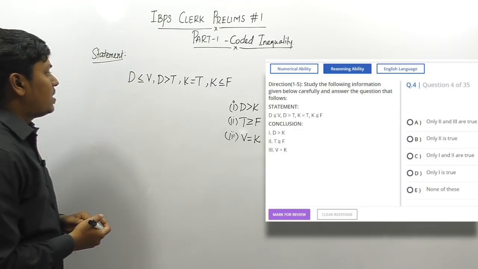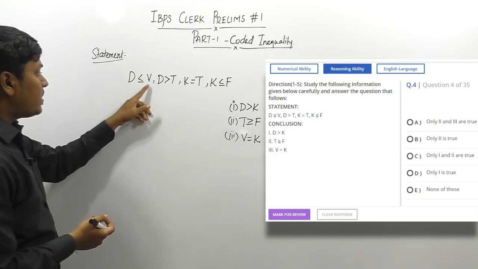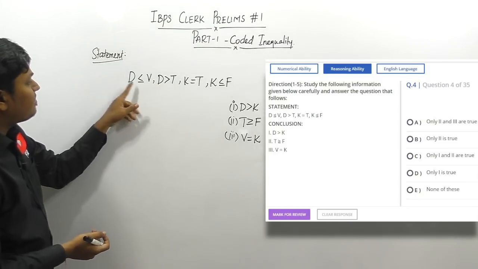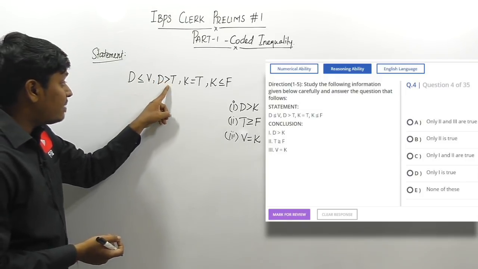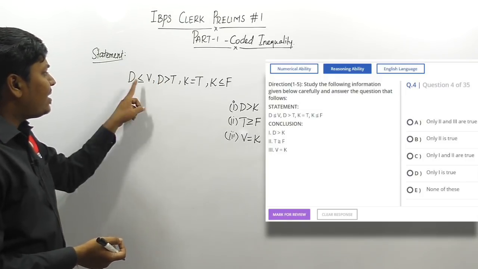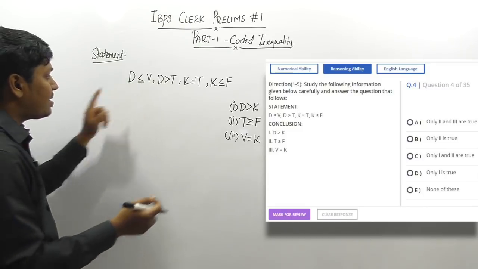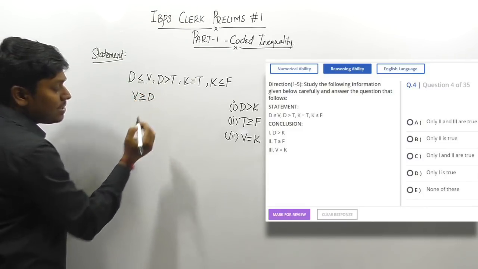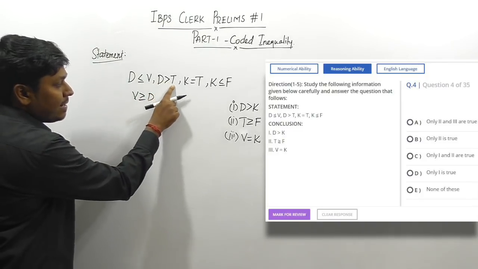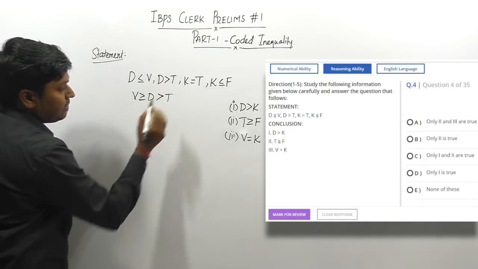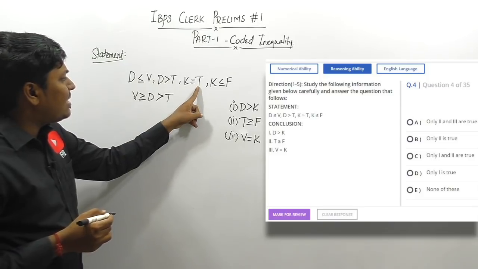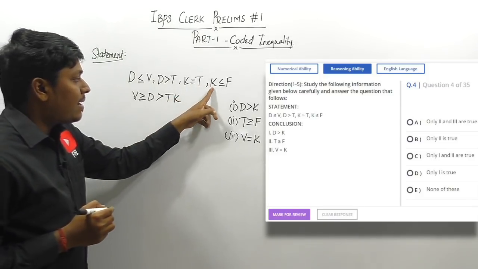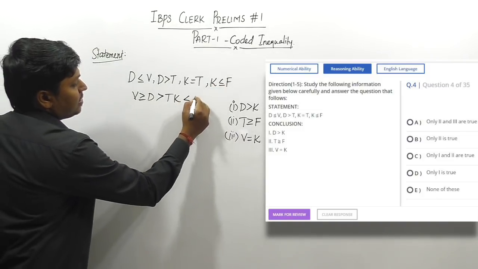Question number 4. Here they have given a statement that is D less than or equal to V and D greater than T. Listen carefully, the first statement's first letter is D and the second statement's first letter is D. So let me write this statement as, listen carefully, D less than or equal to V or V greater than or equal to D, both are same, right? And here D greater than T. And here they are saying that T and K both are equal, so this can be written as TK, and here K less than or equal to F.